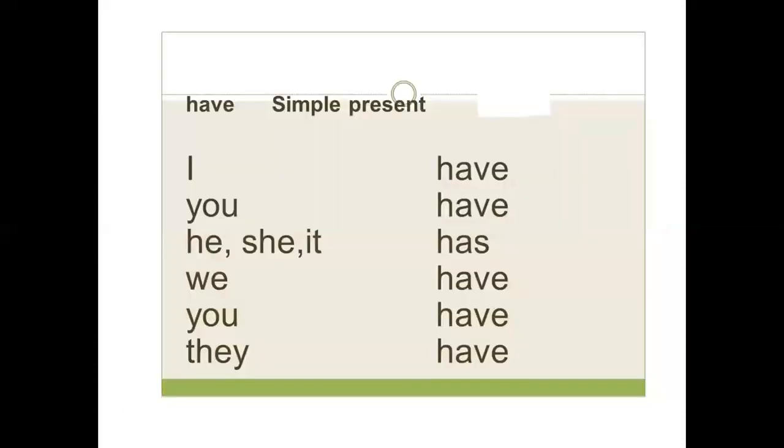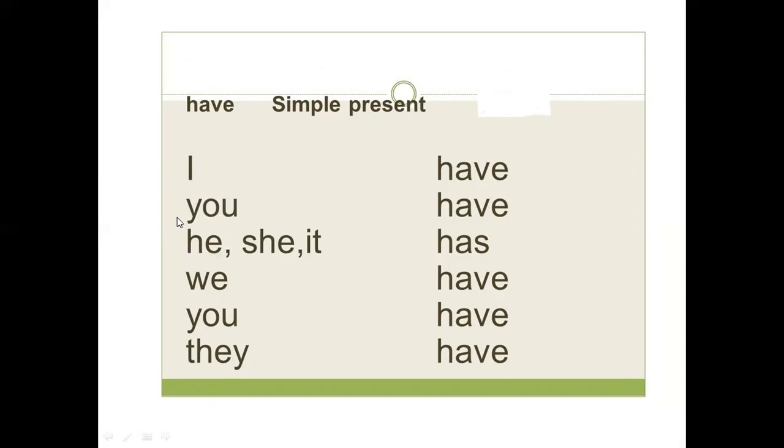So here is the form of have in simple present. So we have I have, you have, he, she, it has, we have, you have, they have. So I am talking about myself. I have. You, here I'm addressing one person. We have singular. You have.